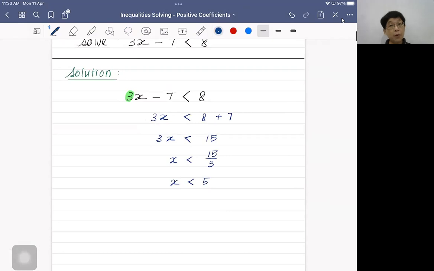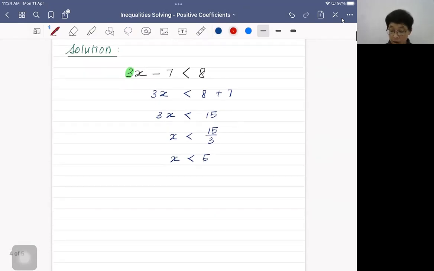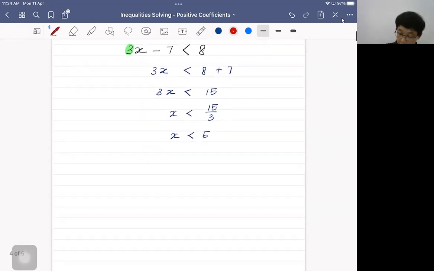Okay, so if you want to test it out, why not? Let's do it, in order to produce a true statement. Your answer says that x must be any value less than 5. Let's give an example. Let x be, let's say, 4. All right, so let's feed that into the equation.